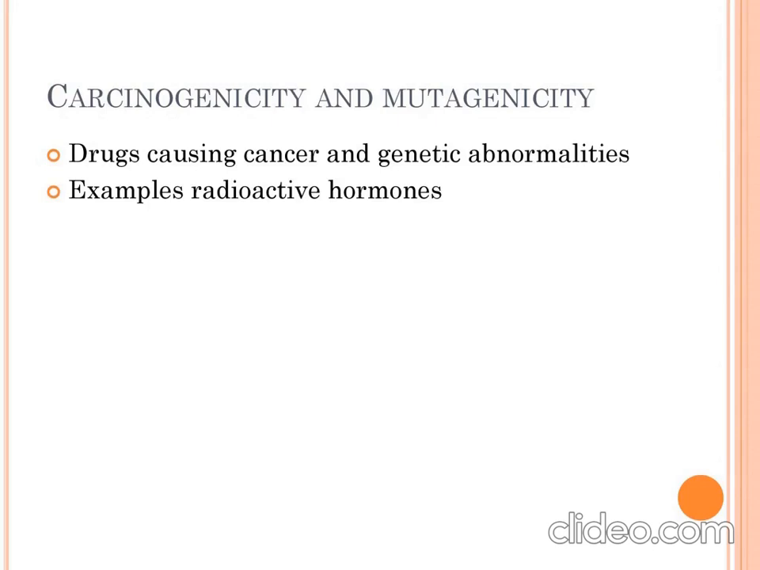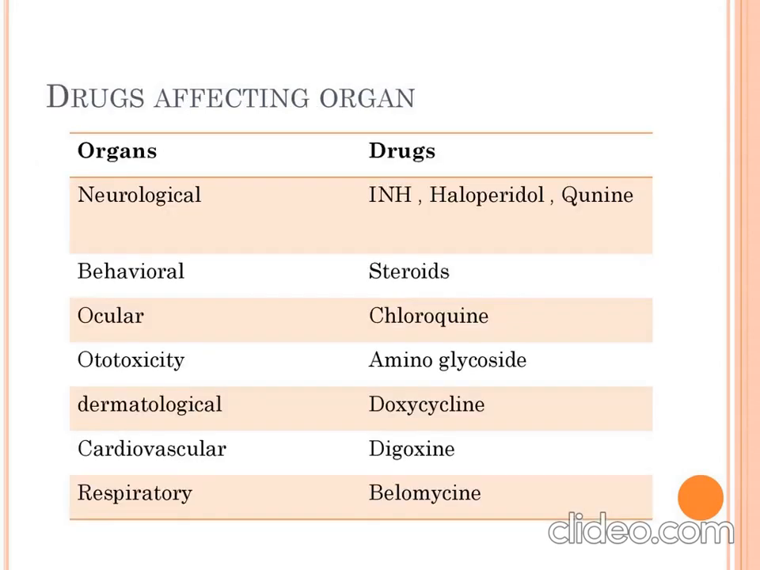The fifth adverse drug reaction is carcinogenicity and mutagenicity. Carcinogenicity, the word itself says cancer causing. Mutagenicity means mutation inducing. Drugs causing cancer and genetic abnormalities come under the side effect of carcinogenicity. An example of carcinogenicity is radioactive hormone, which is usually used in thyroid disorders. So this was all about carcinogenicity and mutagenicity.